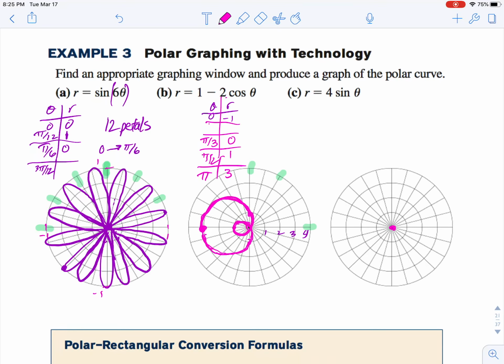And then for C, r equals 4 sine theta. At theta equals 0, we get 0. But then if I work my way up to pi over 2, actually start at pi over 6, that would then be a value of 2. And then what happens when I get up to pi over 2? At pi over 2, I get 4. I'm all the way up here.